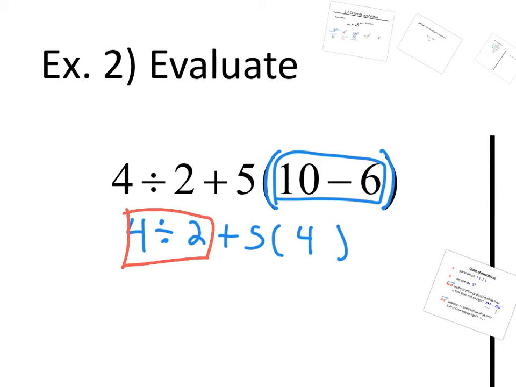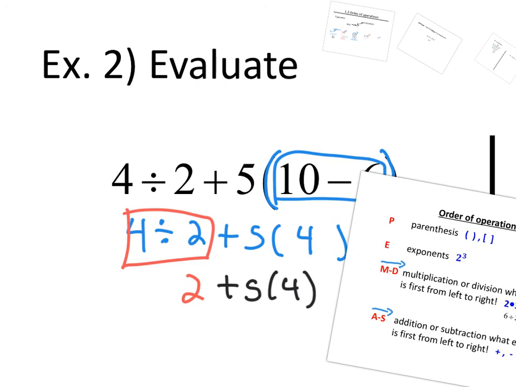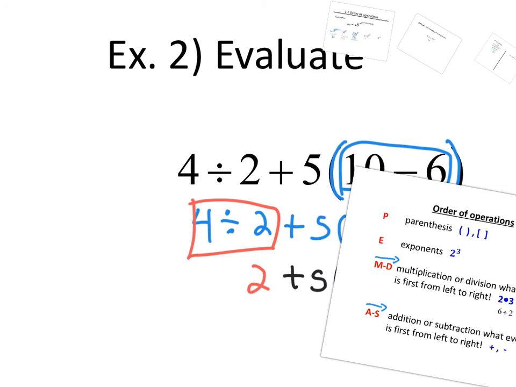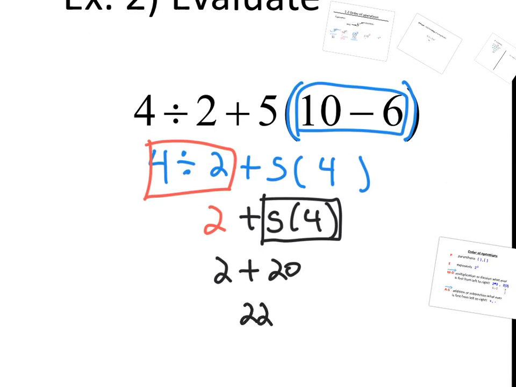So 4 divided by 2, 2. You bring down the plus, there's the 5 times the 4. Now we do have addition and we have multiplication, 5 times 4. So once again, PEMDAS, multiplication is before addition. And you guys can see the M before the A when you go down PEMDAS. So when you do the multiplication, I'm going to multiply 5 times 4. So I bring down the 2, the plus, 20. 5 times 4 is 20. And we get 22 as the answer.